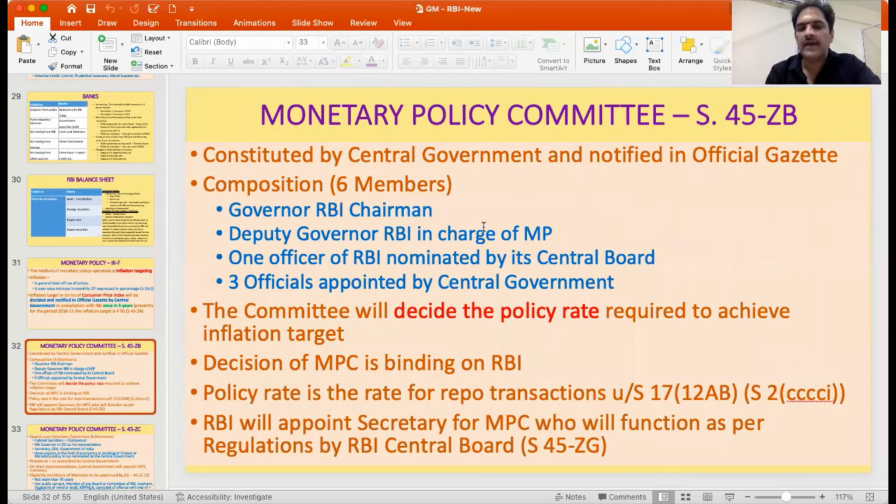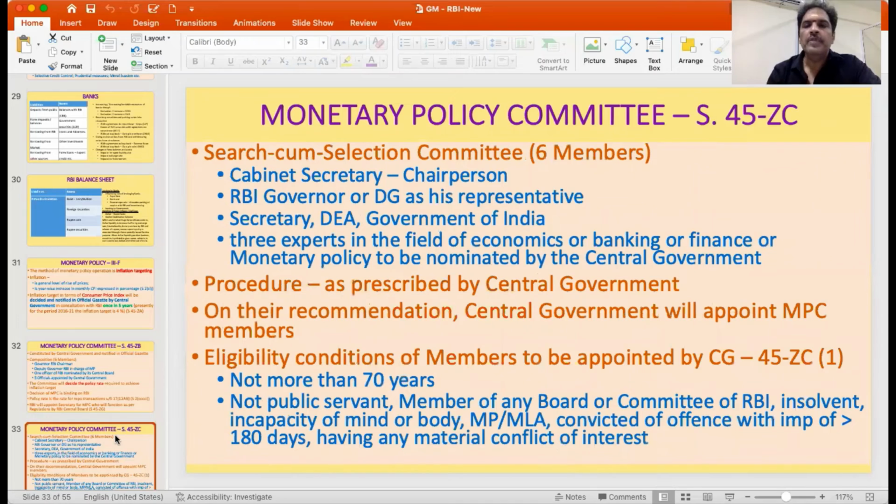RBI will appoint a secretary for the Monetary Policy Committee, who will function basically by providing them with secretarial assistance. Now this provision is relating to how the members will be selected. For those 3 members from the central government, there will be a search and selection committee where the cabinet secretary will be the chairperson, the RBI governor or a deputy governor nominated by him will be the second person, then the Secretary, Department of Economic Affairs, Government of India. Then there are 3 persons who are experts in finance, economics, banking, etc. These people will sit together, decide and give the names to the government for the appointment of those 3 persons in the Monetary Policy Committee.